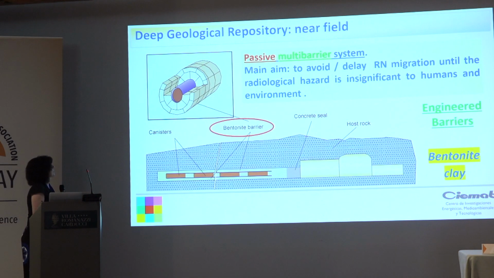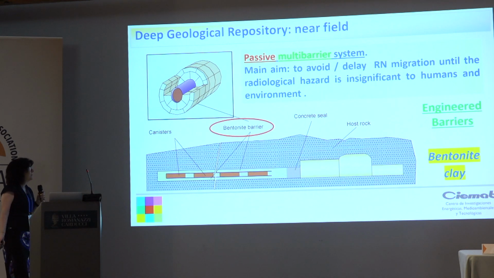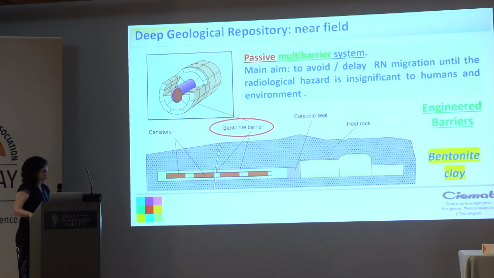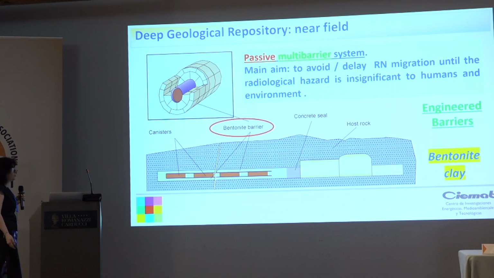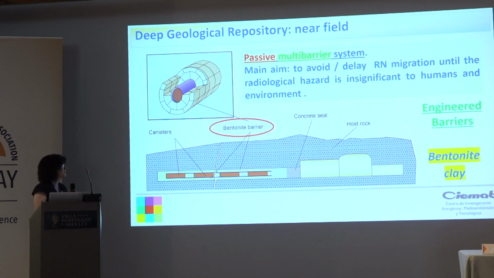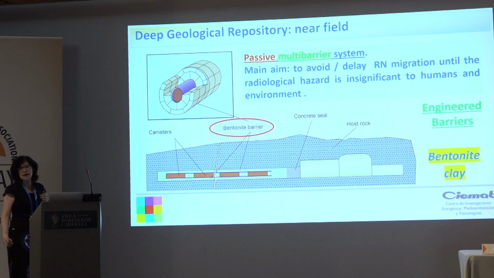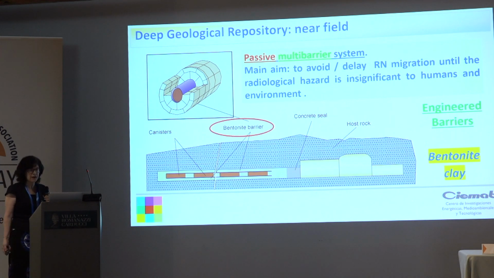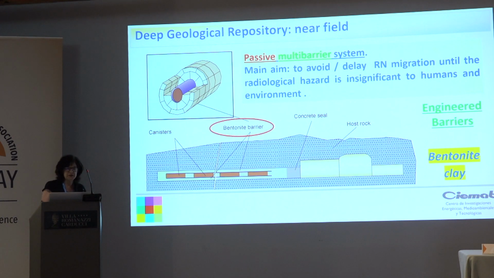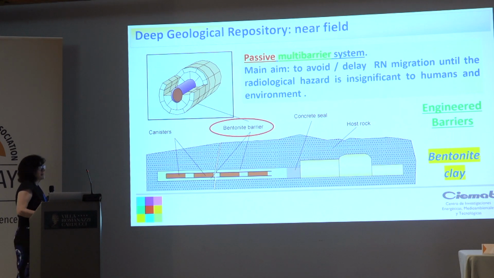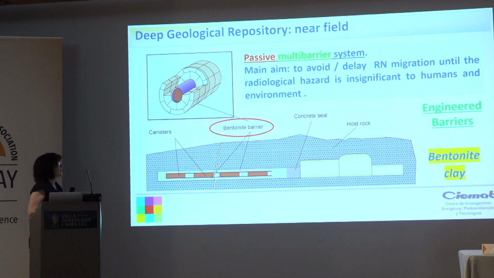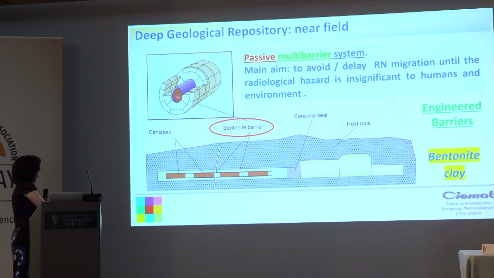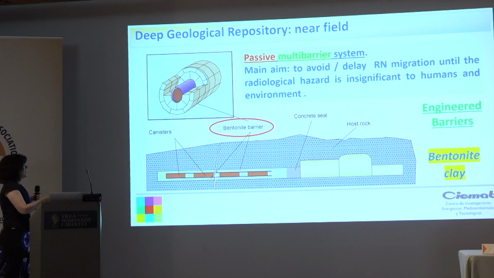So what is a geological repository? Basically, the main aim is to try to avoid or delay radionuclide migration until the radiological hazard is insignificant both to humans and the environment. It is a passive multi-barrier system. It is passive, which means that when closed, it does not need control anymore. And multi-barrier, obviously, because we need many barriers interposed from the waste to the biosphere.